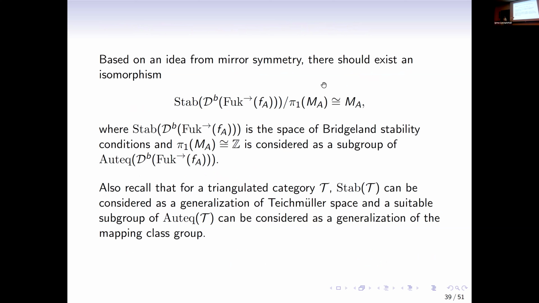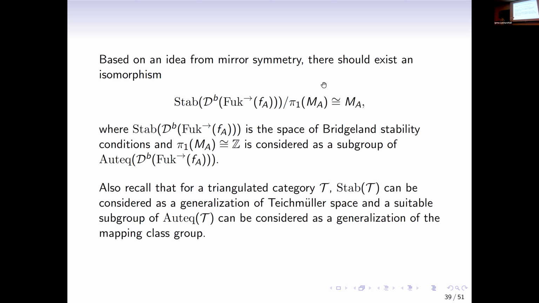Now we have this fundamental group. MA can be considered, but based on the philosophy of homological mirror symmetry, MA should be the quotient of the space of stability conditions divided by the fundamental group. So in order to get the finite number, starting from the full exceptional collection, it's natural to consider the quotient by some suitable subgroup isomorphic to C.